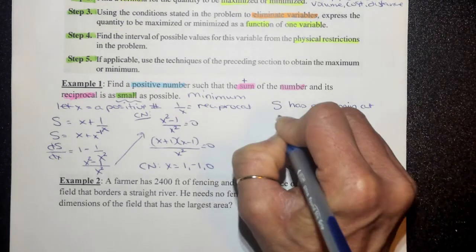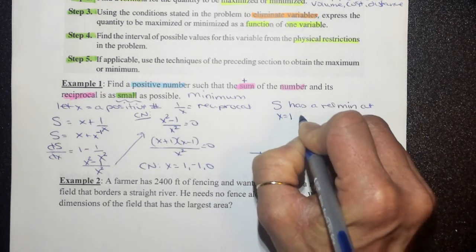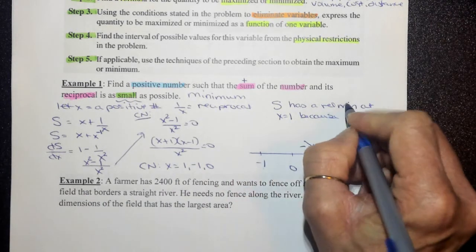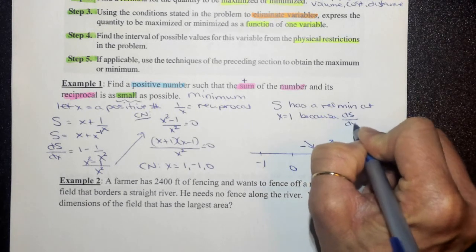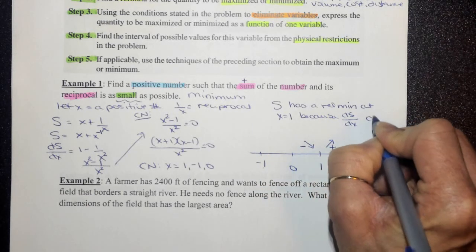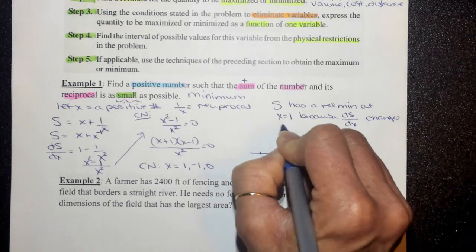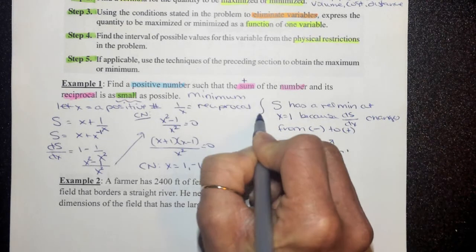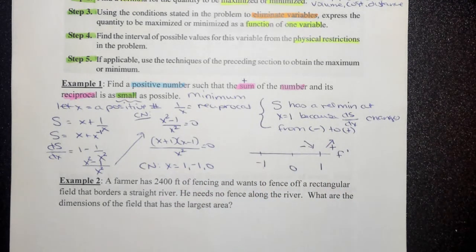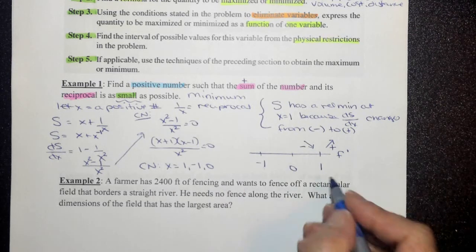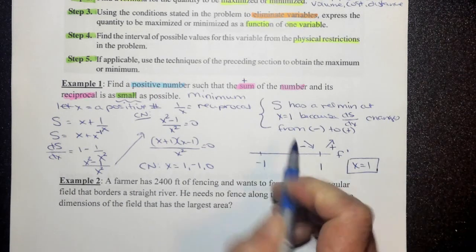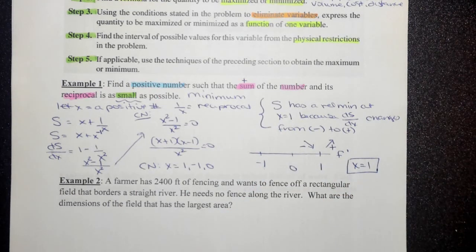So you would say that s has a relative min at x equals 1 because, and here we use the notation ds dx, ds dx changes from negative to positive. Now this right here is your justification, and we're just practicing going back to what we learned before you guys went on break. Okay, so we found our value where x is equal to 1. Okay, there's our justification if we needed it, and we're done with the problem.